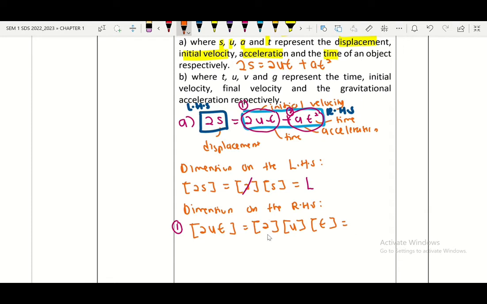Okay, does 2 have a dimension? Its dimension equals 1, so no need to write, just ignore. What about U, initial velocity? What is the dimension for velocity? It is LT negative 1. And then T is T, so multiply by T. So you will get LT negative 1 times T, and you will get only L. So the dimension for 2UT is L.